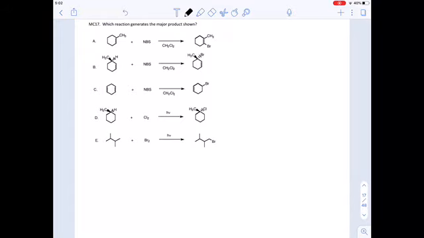So that actually is the right answer, and the Br does prefer to be in the more highly substituted place. So this is not only the right answer, but the most ideal answer for NBS. So B is going to be the answer to 17, but we can keep going.